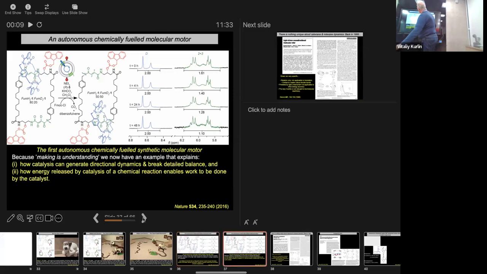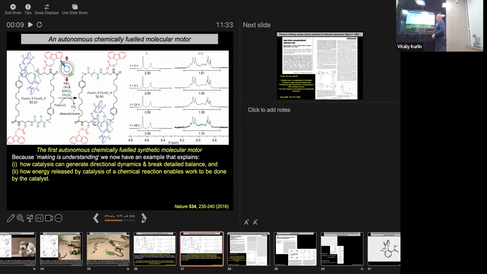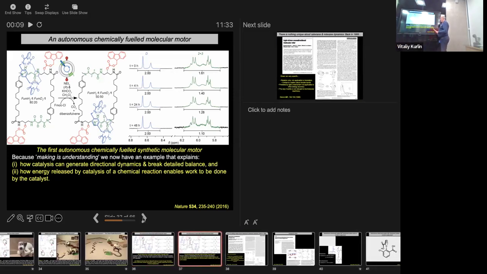But because we designed this molecule, we understand exactly how it works. And so for the first time, we've got an example that explains how catalysis can generate directional dynamics, and how the energy released by the catalysis of this reaction can be transduced by the catalyst to allow work to be done.